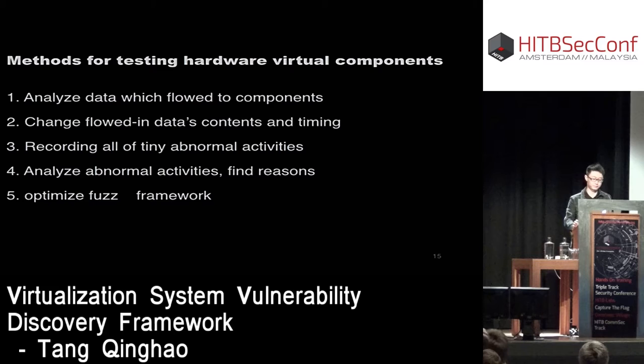For devices which cannot be tested directly, testing data must be determined and limited by modules from more than one layer at first. Third, record all the tiny abnormal activities which the hardware device emulators show while dealing with testing data. Fourth, in view of those abnormal activities, find and trace the cause of the issues, and in the end, optimize the fuzzing framework by the log and the other data.